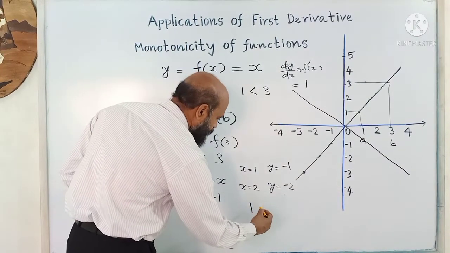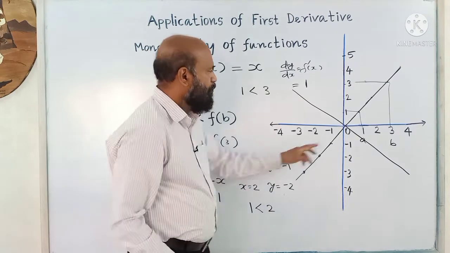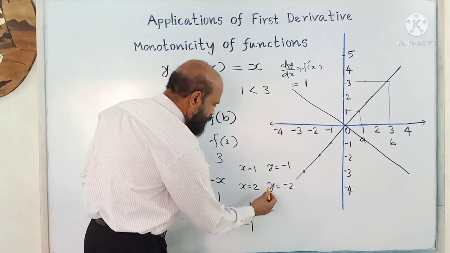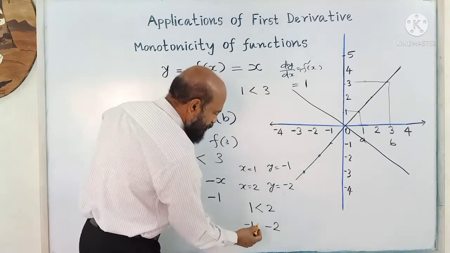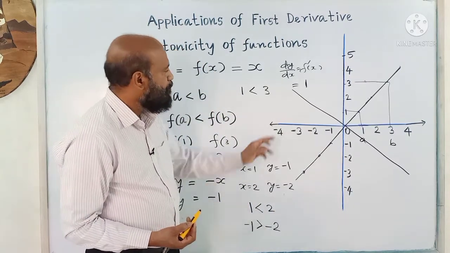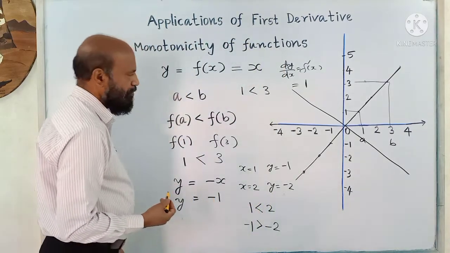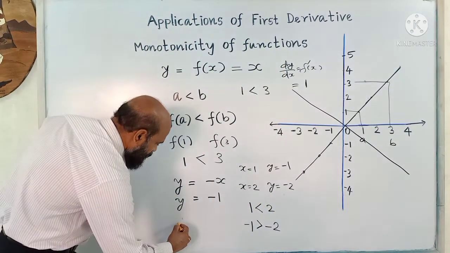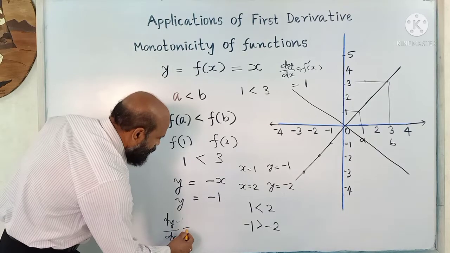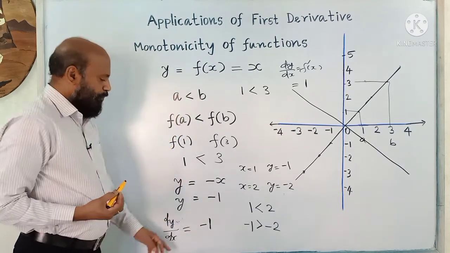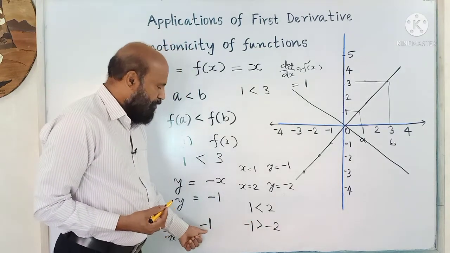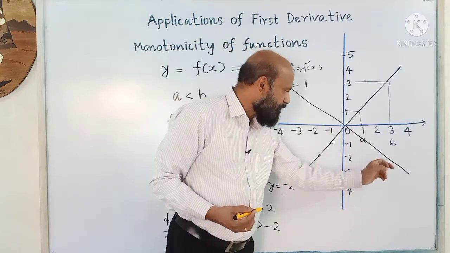Now we can see 1 is lesser than 2. When x is 1, it is minus 1. When x is 2, y is minus 2. But you can see minus 2 is lesser than minus 1. So it is strictly decreasing. Now first derivative dy by dx is equal to minus 1. So first derivative is negative. If first derivative is negative, it is strictly decreasing.